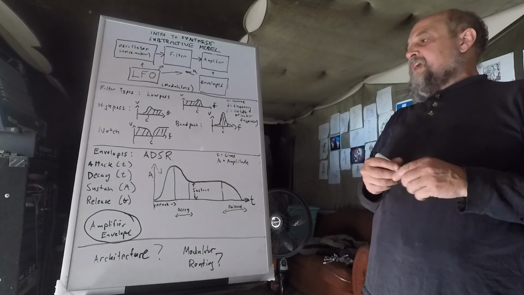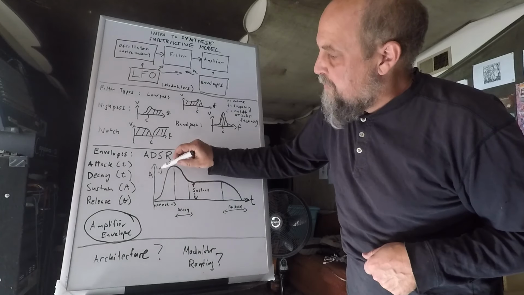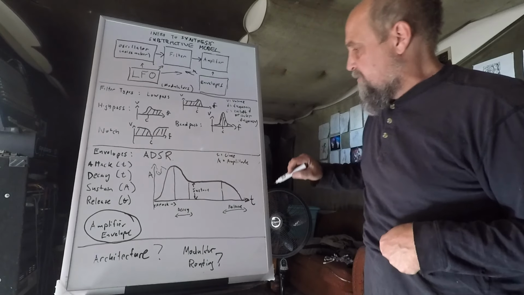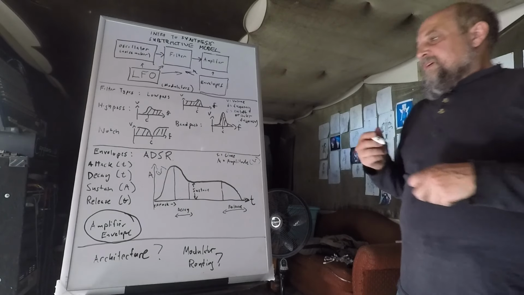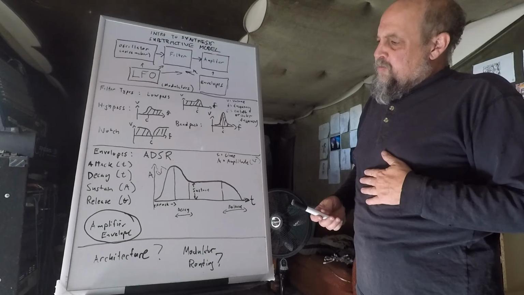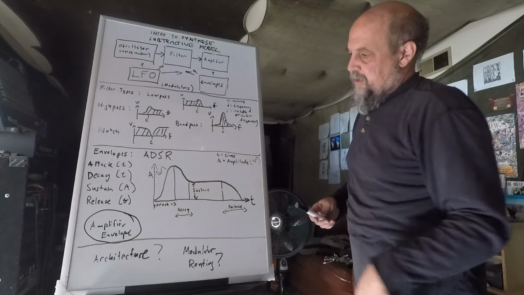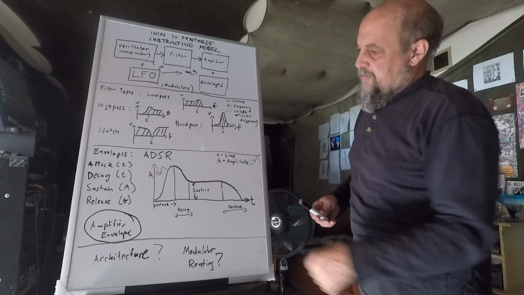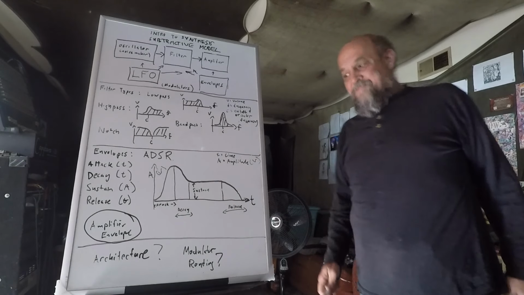So in terms of an amplifier envelope, the amplitude here is going to become our volume. I'll draw that back in. There we go. Just following along with the whole idea of hitting and holding a piano note, we've got an attack and a decay time, a sustained volume, and a release time.